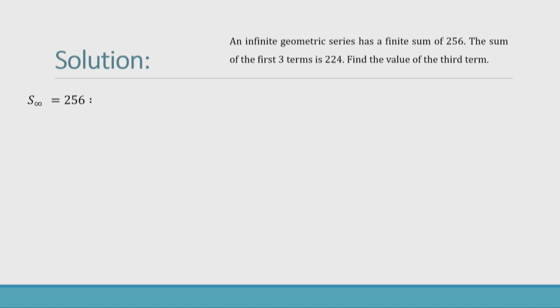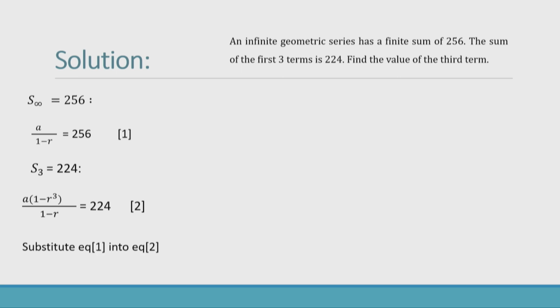The sum to infinity is 256. That is, a over 1 minus r equals 256, and I call it equation 1. Then the sum of the first 3 terms is 224. So I replace in my formula: a into 1 minus r cubed over 1 minus r equals 224.